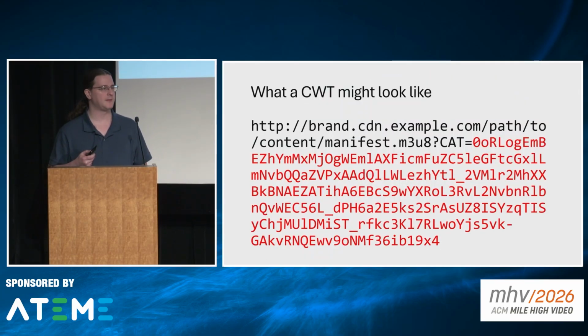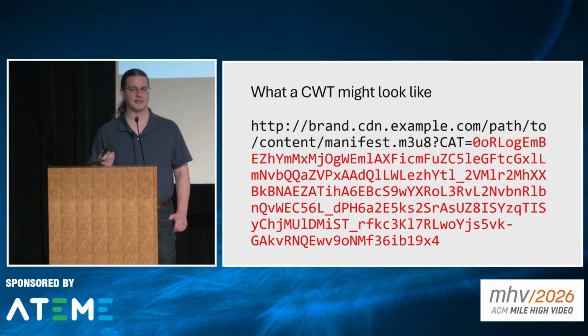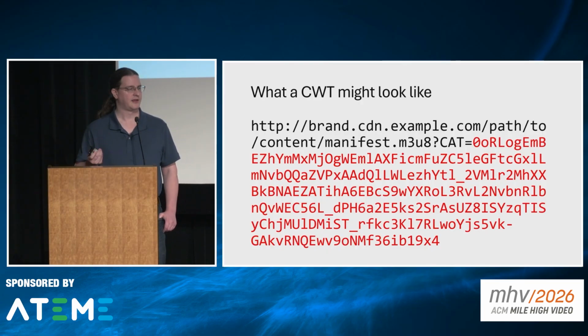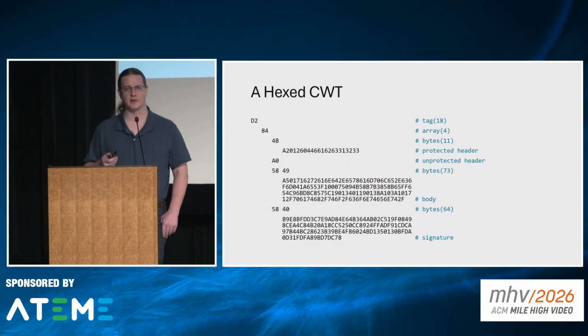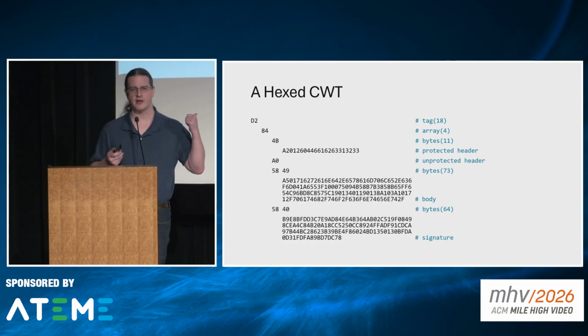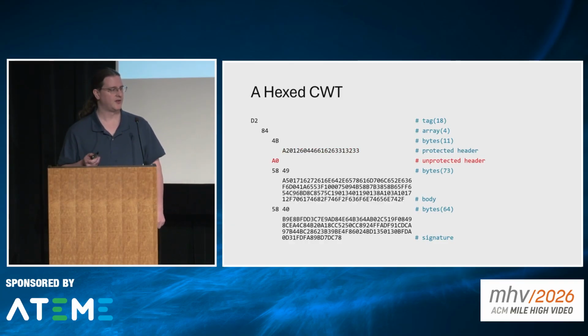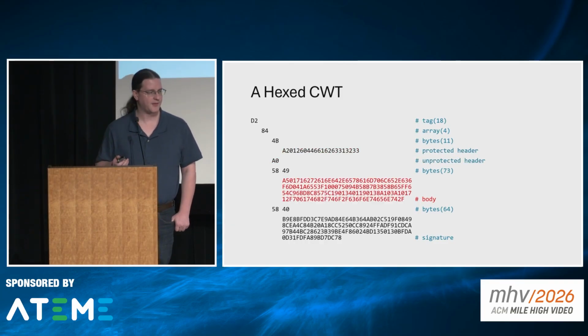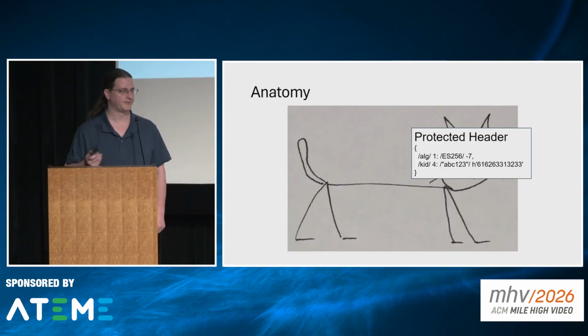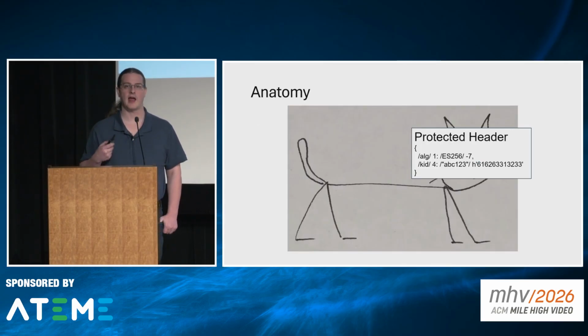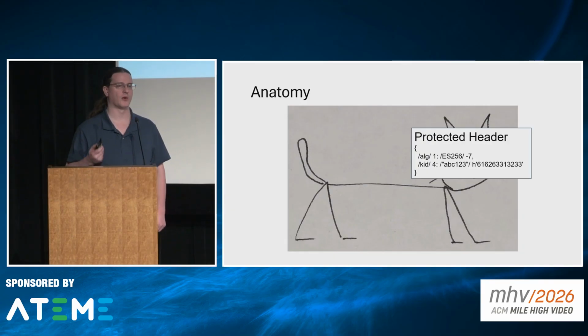Here's what a CWT might look like. It's ugly, but it's there. You can't read that. This is much better. This is what the base 64 decode looks like. You're not going to ever work with this. Your library is going to encode this. But here are the parts. You've got the protected header. You've got the unprotected header. You have the body. That's where the interesting stuff goes. And of course, the signature. The protected header has the information required in order to decode the token.